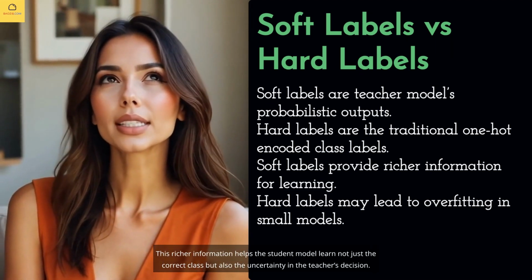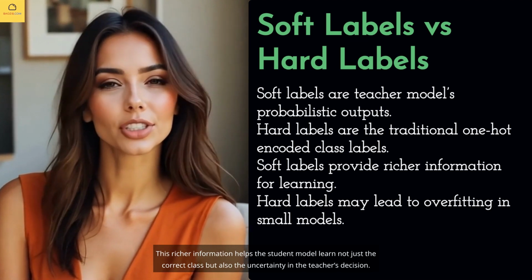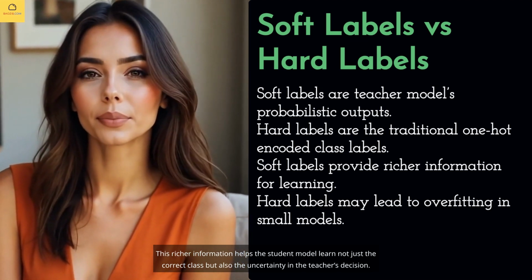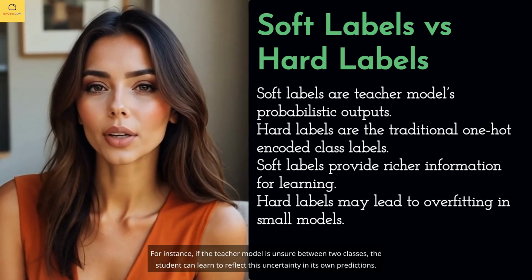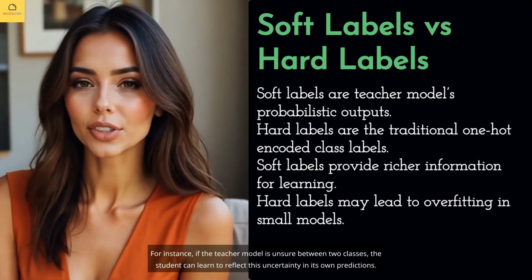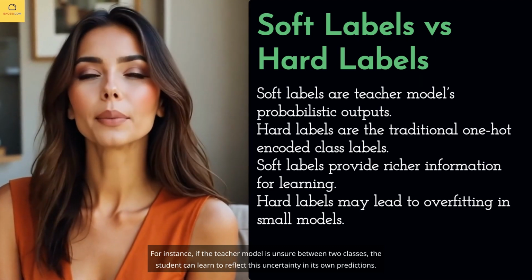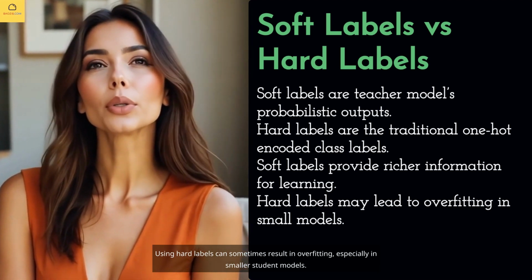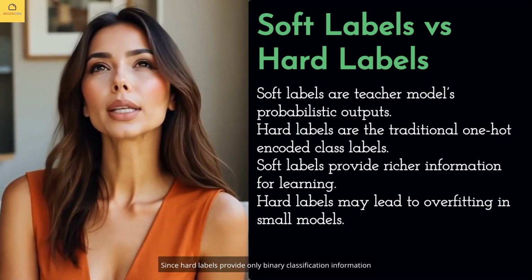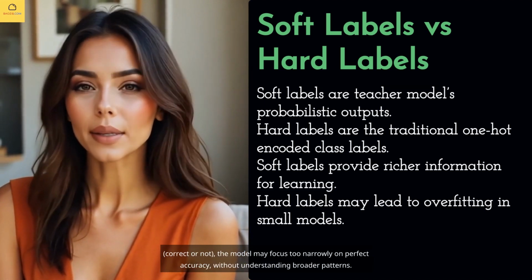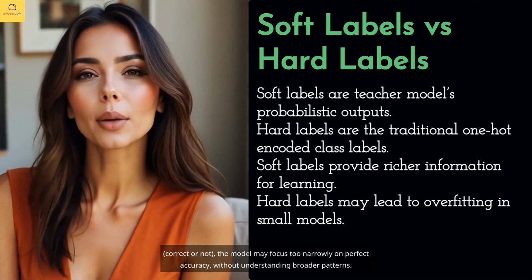This richer information helps the student model learn not just the correct class, but also the uncertainty in the teacher's decision. For instance, if the teacher model is unsure between two classes, the student can learn to reflect this uncertainty in its own predictions. Using hard labels can sometimes result in overfitting, especially in smaller student models. Since hard labels provide only binary classification information, correct or not, the model may focus too narrowly on perfect accuracy without understanding broader patterns.